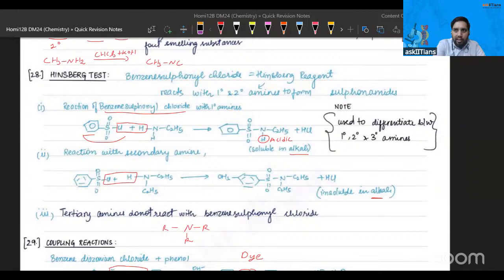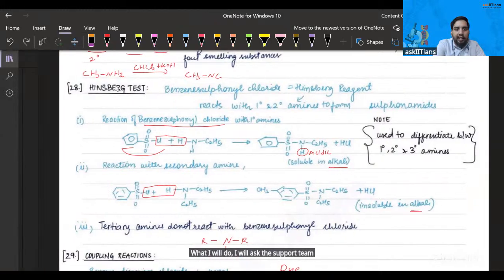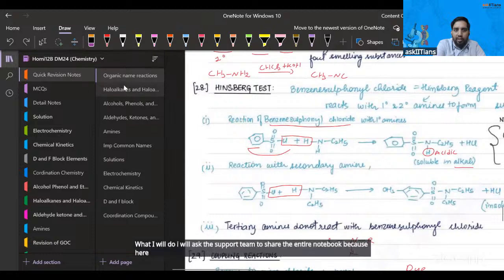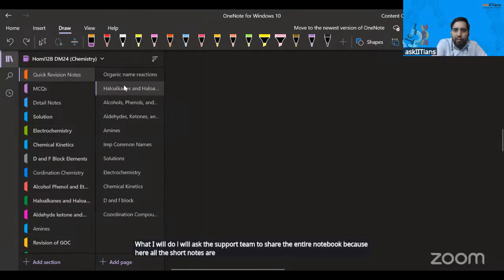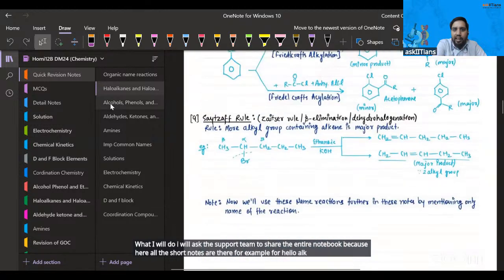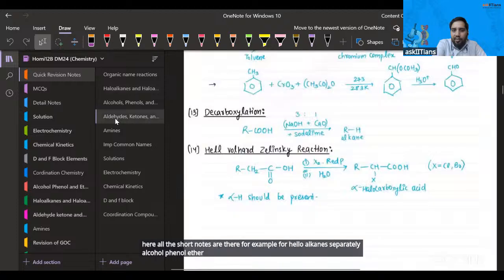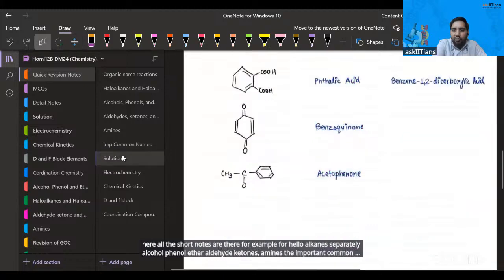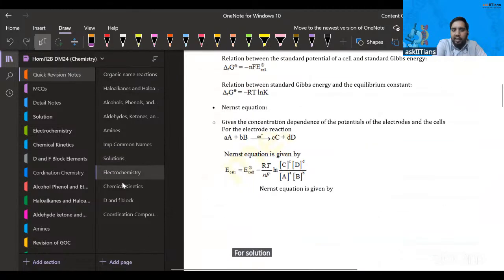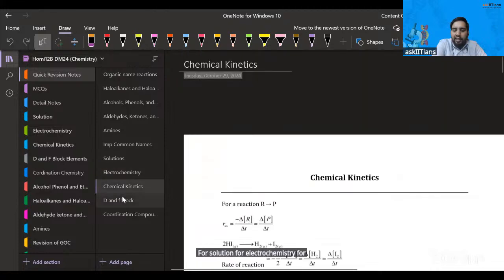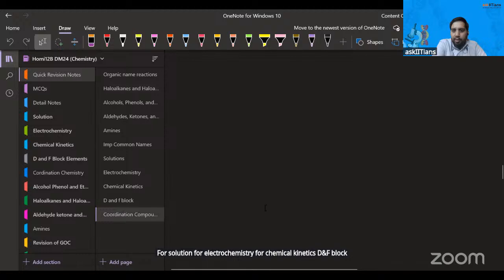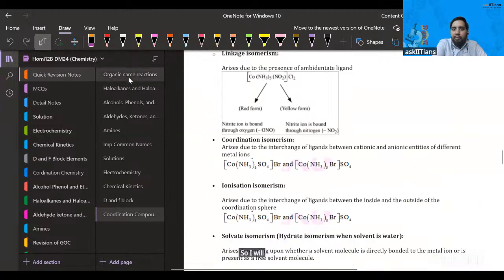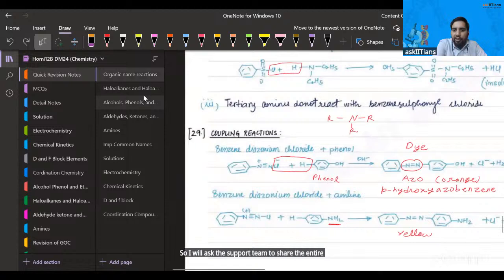What I will do, I will ask the support team to share the entire notebook, because here all the short notes are there. For example, for haloalkanes separately, alcohol, phenol, ether, aldehyde ketones, amines, the important common names of the organic compounds, for solutions, for electrochemistry, for chemical kinetics, d and f block, and coordination compounds. So I will ask the support team to share the entire notebook with you so that you can have the benefit of this. Okay. Anyone having any doubt, you can ask me now.